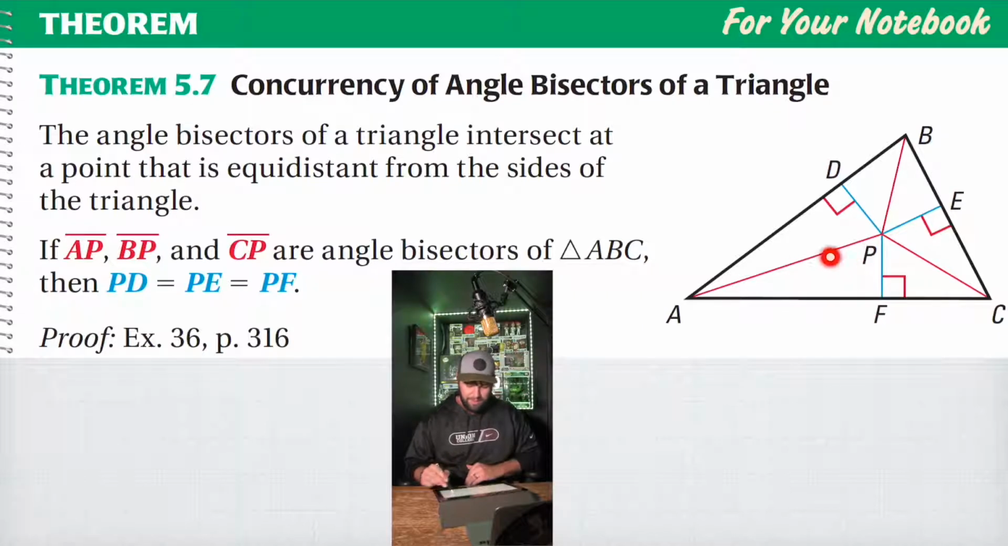So, if AP and BP and CP are the angle bisectors of this triangle, which they are right here, they bisect each of those angles, then you know that PD equals PF, which equals PE. Said that in reverse order, but you get the point. So the point where they meet, all these blue lines are going to be equal, okay? Which is really cool. All triangles work that way.